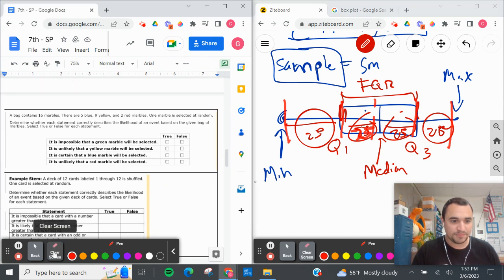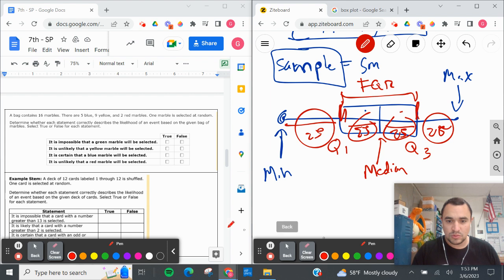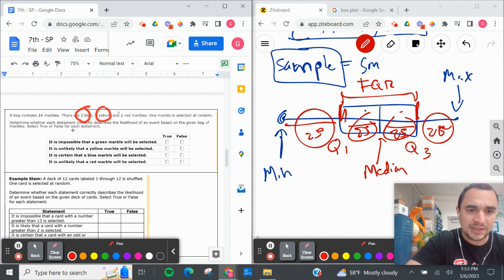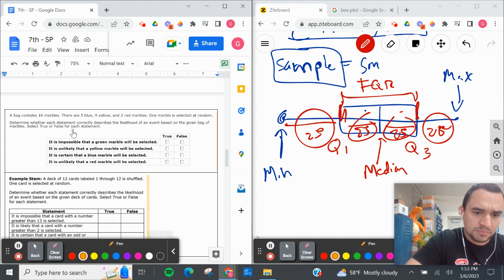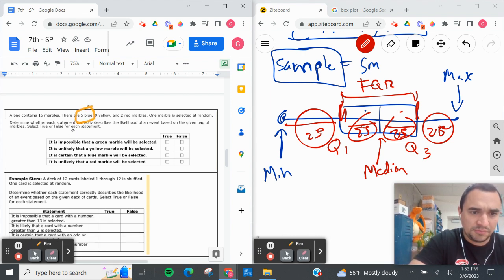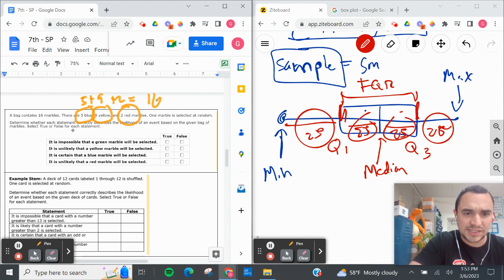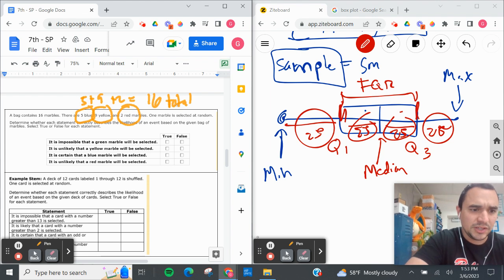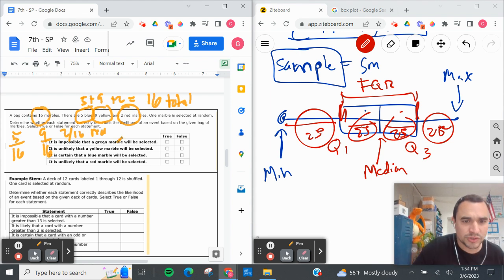All right. I think you've seen this before. So we have a bag of marbles. We have 5 blue, 9 yellow, 2 red. So 5 plus 9 plus 2 gives us a total of 16. So 5 out of 16 for blue, 9 out of 16 for yellow, 2 out of 16 for red. So make sure you know what your totals are.